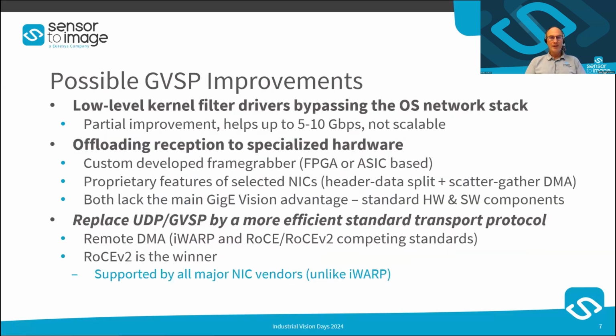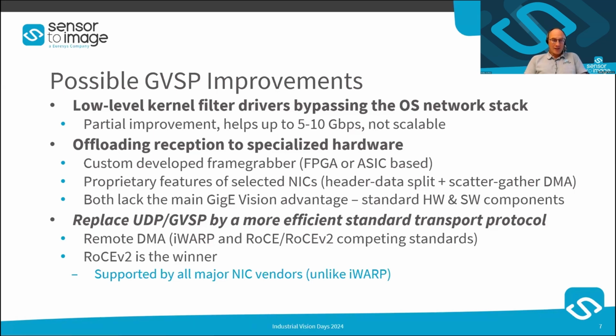There are several improvements that could be made for that protocol. Low-level kernel filter drivers bypassing the operating system network stack is quite standard. This is a kind of partial improvement that helps up to 5 to 10 gigabit per second, but this is not really scalable. So for higher data rates, that does not really work. Offloading the reception to specialized hardware, custom developed frame grabbers, FPGA or ASIC based. There are a few in the market. Proprietary features of selected NICs, header data split, and scatter-gather DMA. Yes, that's possible. But both lack the main GigE Vision advantage, standard hardware and standard software components.